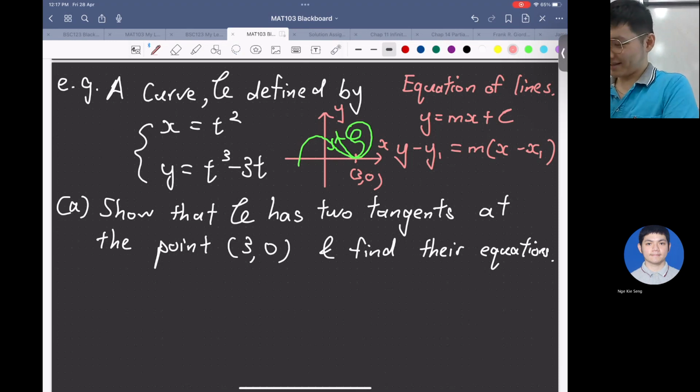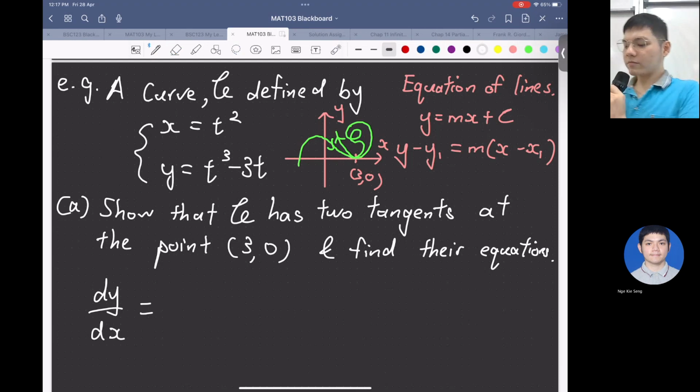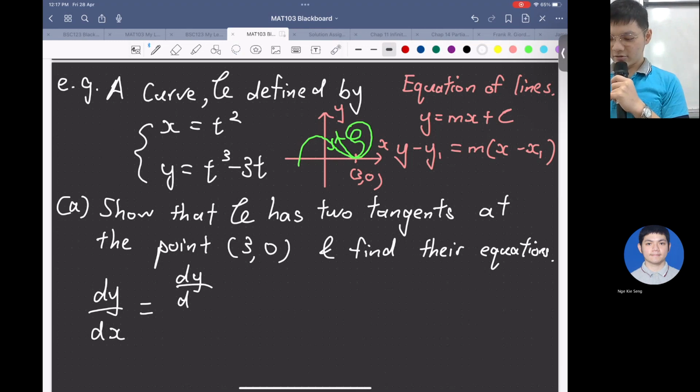Okay, good, continue. So now we are given two parametric equations, but we want to find dy/dx. How? We are given x in terms of t, y in terms of t, but we want to find dy over dx. So how? Use what we have proven. What's the formula? dy/dt over dx/dt.